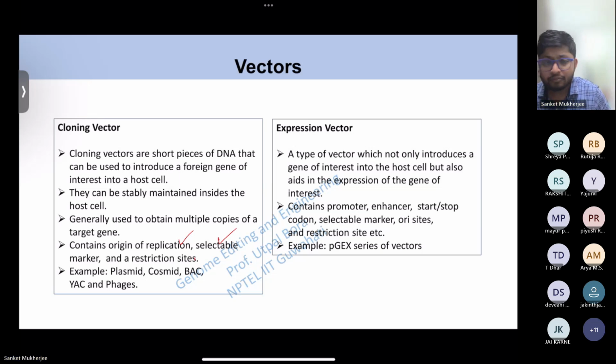For expression vectors, the idea behind this vector is not to create multiple copies of the gene, but to express the gene so that you can have a lot of protein, right? That is the idea. So it contains the promoter, enhancer, start and stop codons, selectable markers again, origin sites and restriction sites. For example, the pGEX series of vectors are used for expression studies.